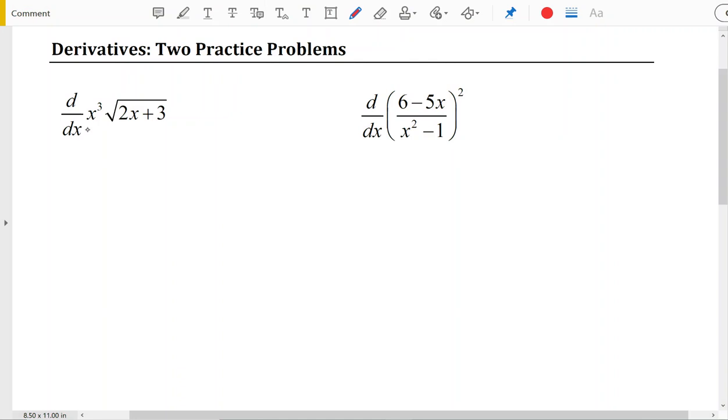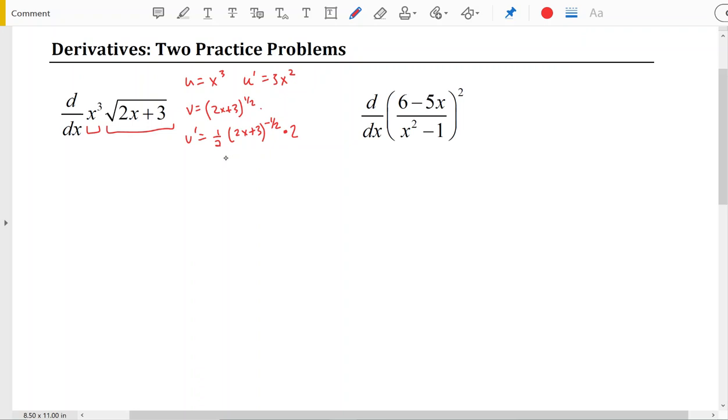So the first one, I noticed that I've got the product of two different functions, and so I'm inclined to approach this with the product rule. So I'm going to call u x cubed, and that means if I calculate u prime, I get 3x squared. And likewise, I will make v equal to (2x plus 3) to the 1/2. And that means v prime is going to be 1/2 (2x plus 3) to the negative 1/2, and then times 2. Don't forget that times 2, that's the chain rule, the derivative of the inside of the parentheses.